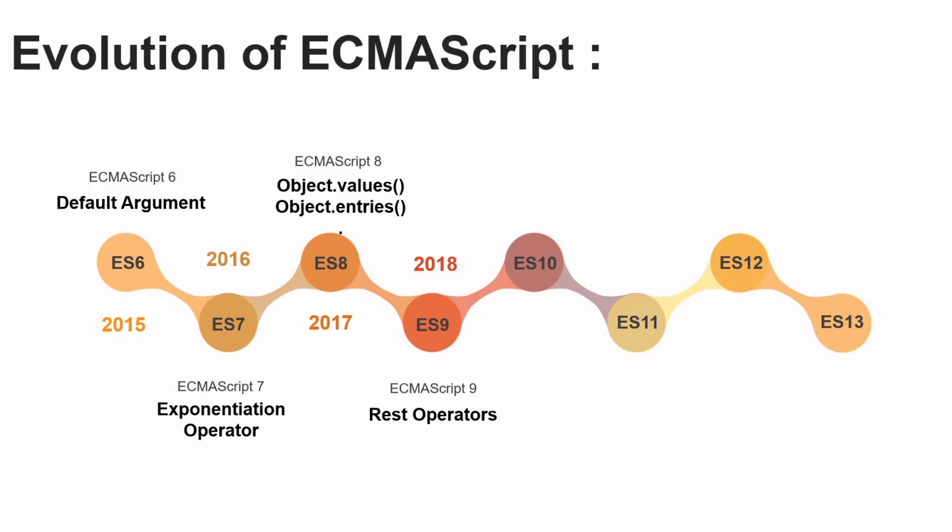So ES9 introduced features like REST or spread operators, asynchronous iterations, and promise.prototype.finally. So let's see the example of the REST operator, which is represented by 3 dots. But note that the REST operator was introduced in ES6 for arrays and later extended to objects in ECMAScript 9.